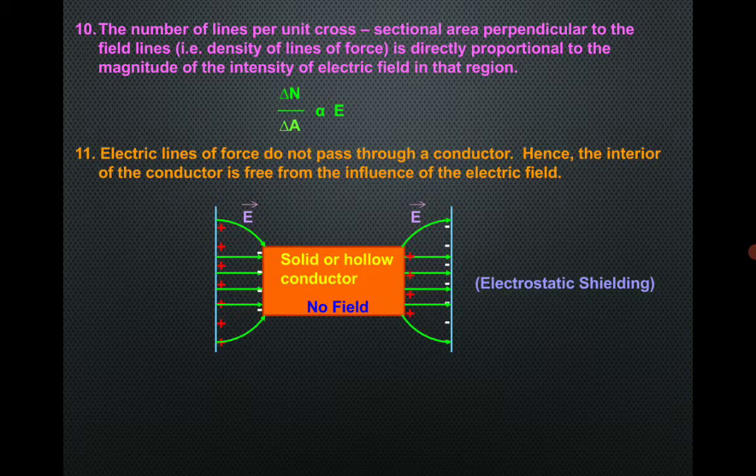This phenomenon is also called electrostatic shielding. As I told, we will elaborate it in chapter number 2 also. Why is it called electrostatic shielding? Because the interior of a conductor is free from electric field, or we can say it is protected from electric field. That's why it is called electrostatic shielding.